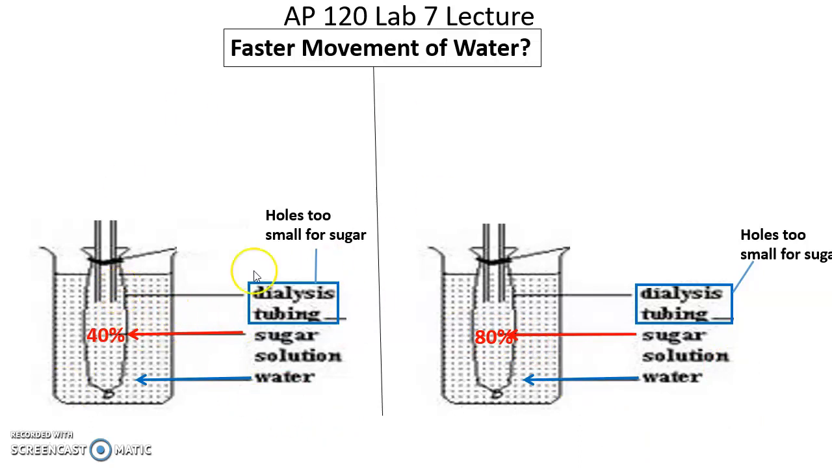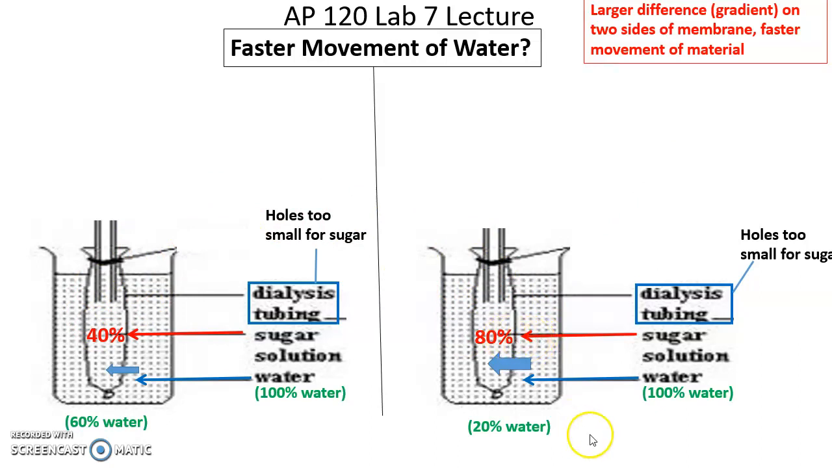So which of these is going to go faster? Which has the steeper gradient? I hope you said the 80% solution versus pure water has the steeper gradient. So water is going to move in much faster than it would in the other example. Again, bigger difference.